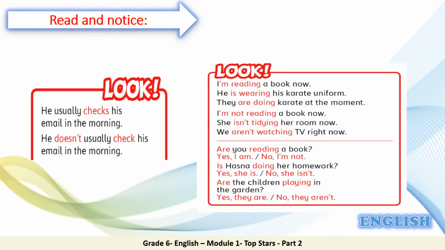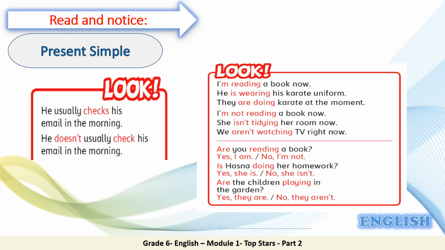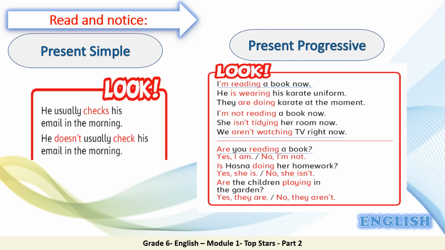Look at these two boxes, read the sentences and tell me, what do you notice? Correct. The sentences in the box on the left, "He usually checks his email in the morning. He doesn't usually check his email in the morning," are formed using the present simple, while the sentences in the box on the right, "I'm reading a book now. We aren't watching TV right now. Are you reading a book?" are formed using the present progressive.